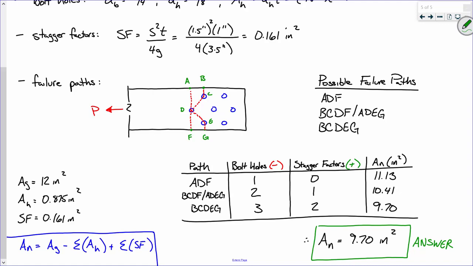Now, does that make sense? Anybody have any questions? This isn't too bad, is it? Pretty straightforward. Well, in what way? Are you saying the bolt's just going to happen to fail by itself, or?